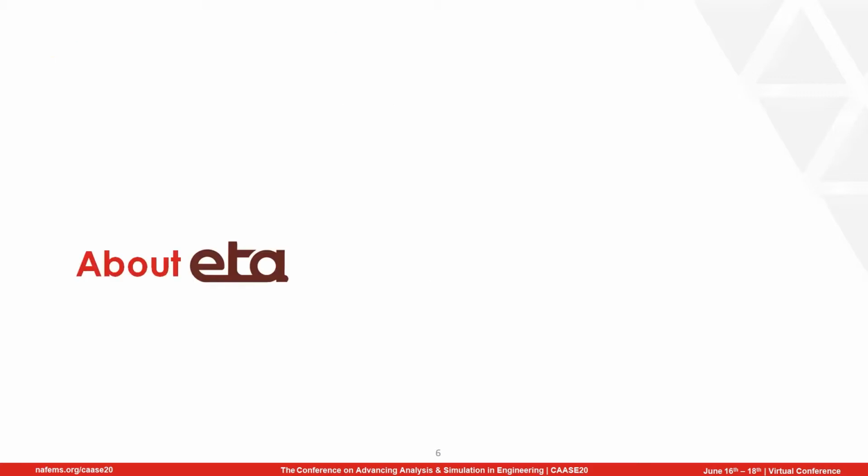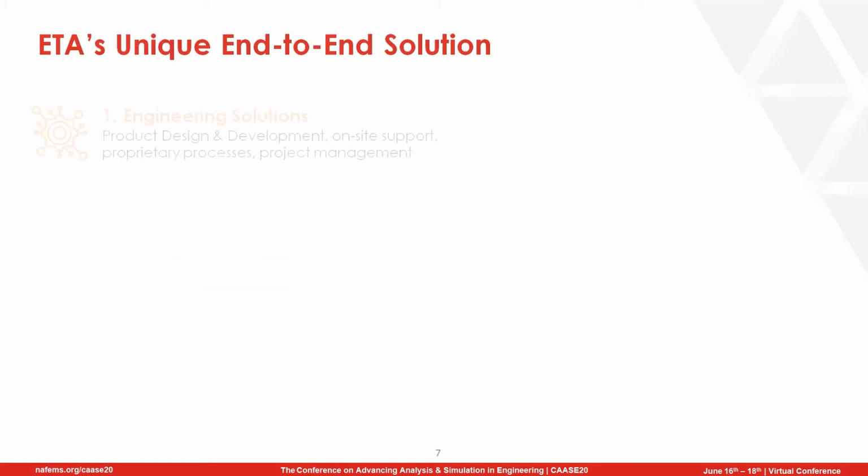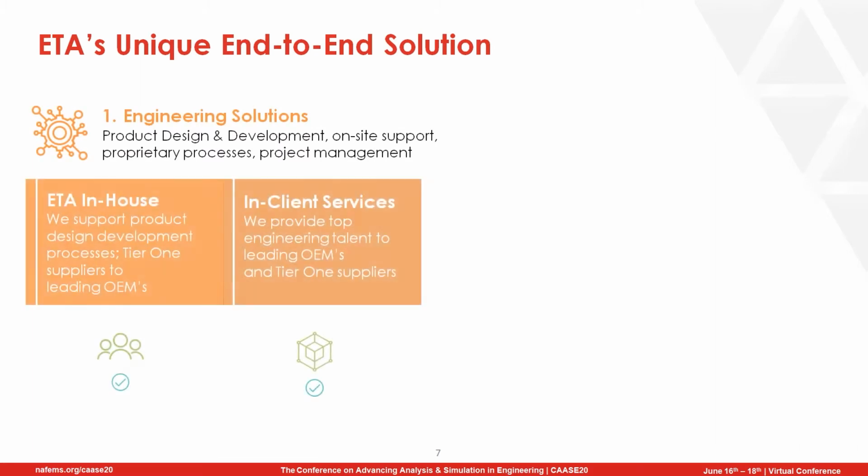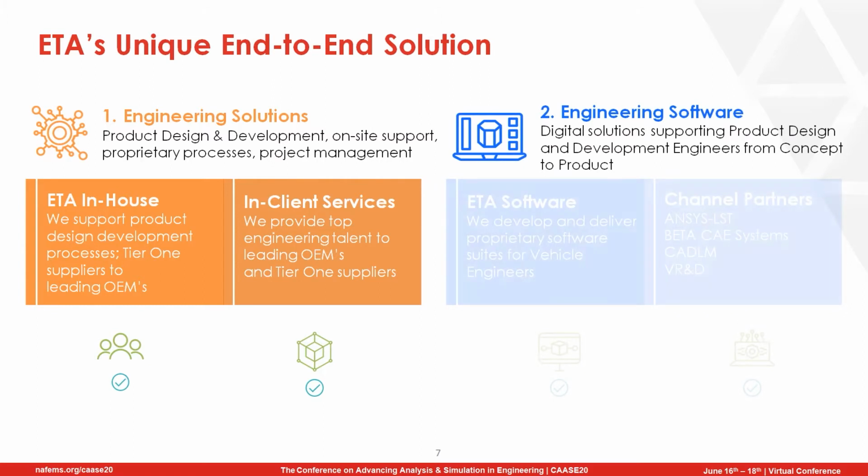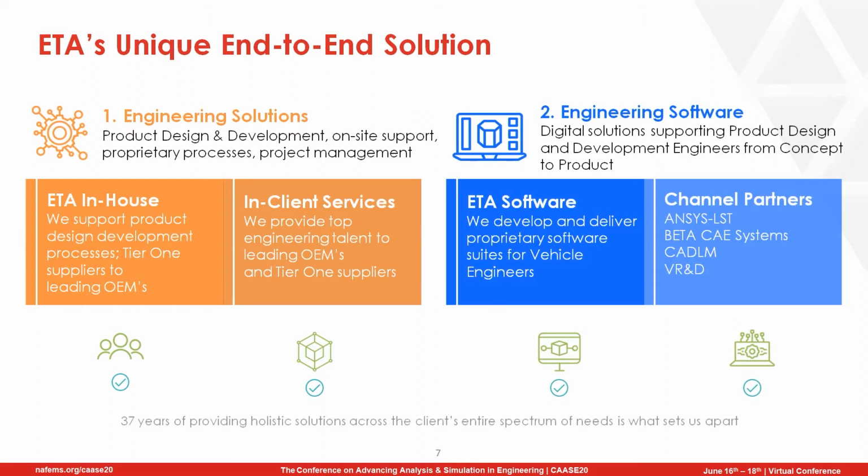I'd like to talk to you a little bit about ETA, who we are, and what we do. ETA has a unique position in the providing services to auto industry. We provide an end-to-end solution. We provide engineering solution based on our in-house and in-client services for all different type of the product design and development, and also engineering softwares with ETA own software and our channel partner softwares, which basically complements our product line, be able to provide a total solution to our customers.